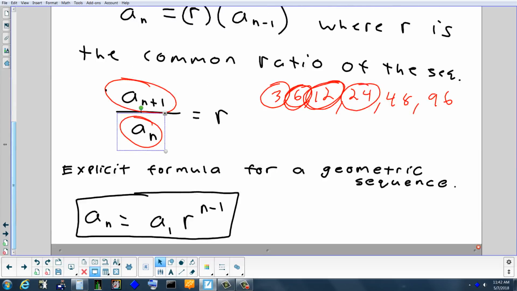So here's the explicit formula for a geometric sequence. So it's going to kind of take the guesswork out of, if I give you something like that, how do you write a formula for it? Okay. You need to know 2 things. What's the first term? What's the common ratio? And that's it. It's kind of like arithmetic, where you need to know two things. Okay. That n minus 1, that's an exponent, just to be clear about that.